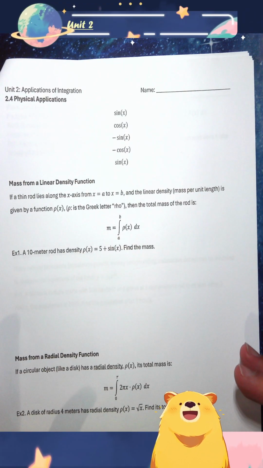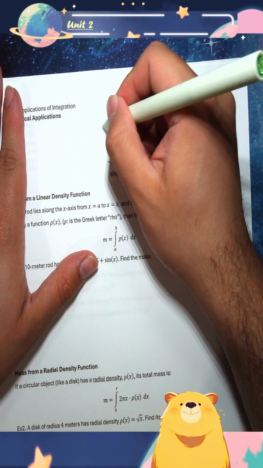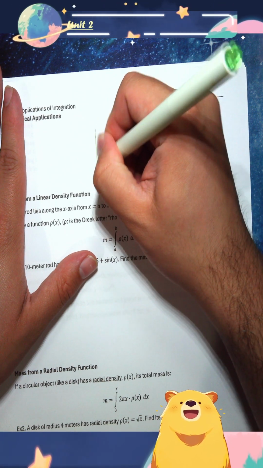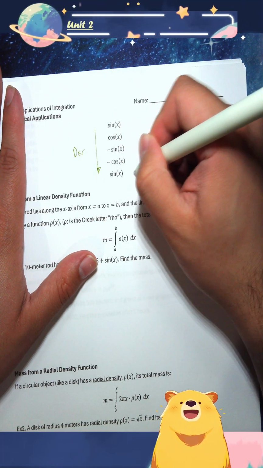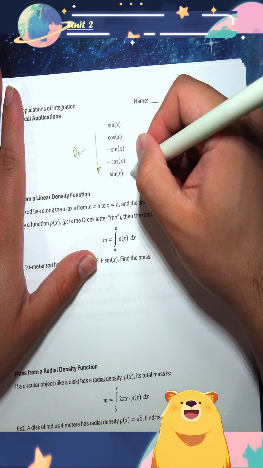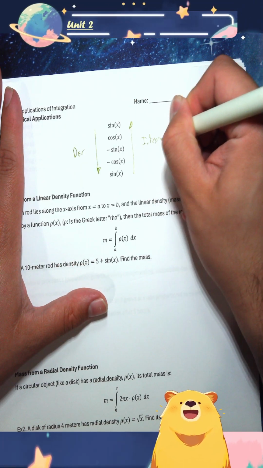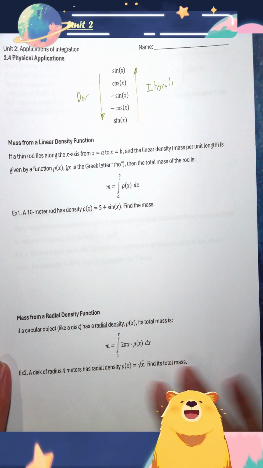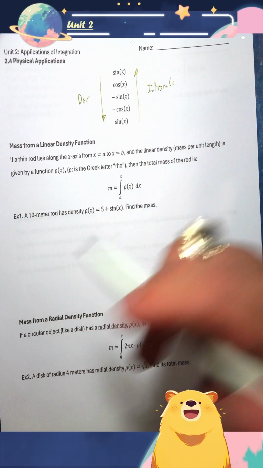So, physical applications. A quick recap of these trig functions. We know that from sine to cosine, and then from cosine to negative sine, these are all just derivatives. While if we go backwards from sine, we get negative cosine, and negative cosine, negative sine, and so on. And these are just integrals. So keep that pattern in mind, just because we're going to do some of these integrals that have these trig functions, and it's just a nice reminder overall.